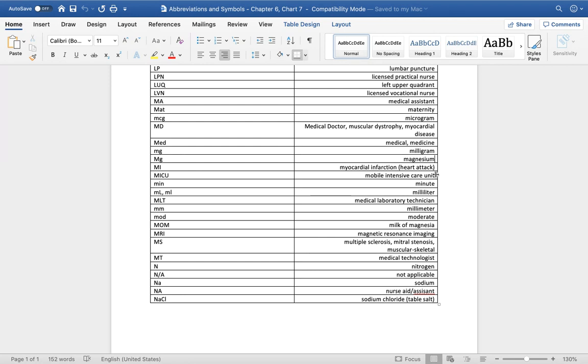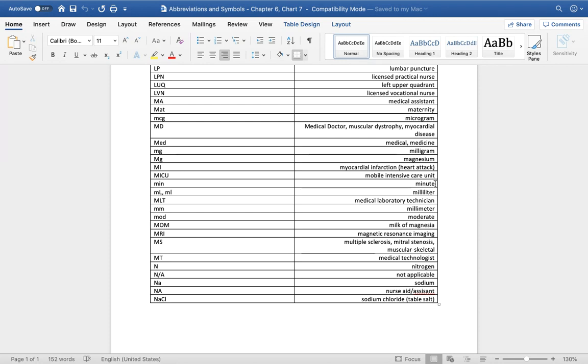MICU, this is a mobile intensive care unit. It's kind of like the step up from a critical care ambulance. And they have ultimately everything to keep a patient alive over long distances. So it's a lot of specialized equipment. You have to be specially trained to work on a MICU. Sometimes they have nurses that work on them. Sometimes they're critical care trained paramedics.